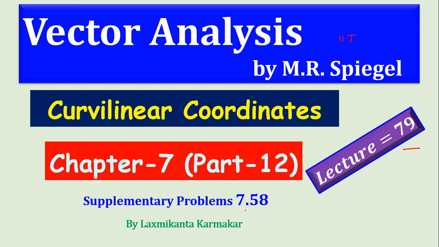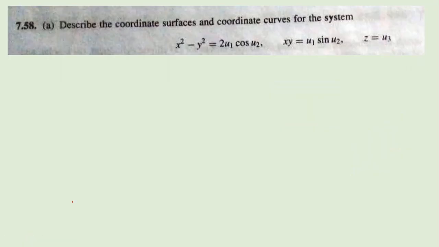In this video, we want to discuss the problem 7.58, which is considered in chapter 7, that is the curvilinear coordinate system. Look at problem 7.58, which says: describe the coordinate surfaces and the coordinate curves for the system. From here you can see that the coordinate surface is x square minus y square equal to u1 times this.